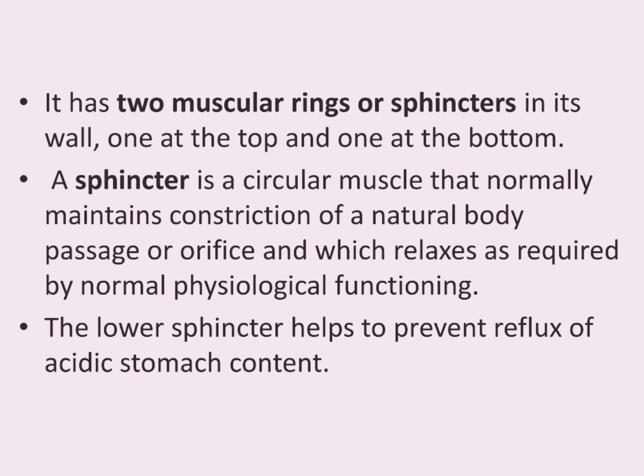The esophagus has two muscular rings, which we call sphincters, in its wall, one at the top and one at the bottom. A sphincter is a circular muscle that normally maintains constriction of a natural body passage and acts as an orifice. It relaxes as required by normal physiological functions. The lower sphincter helps to prevent the reflux of acidic stomach content.